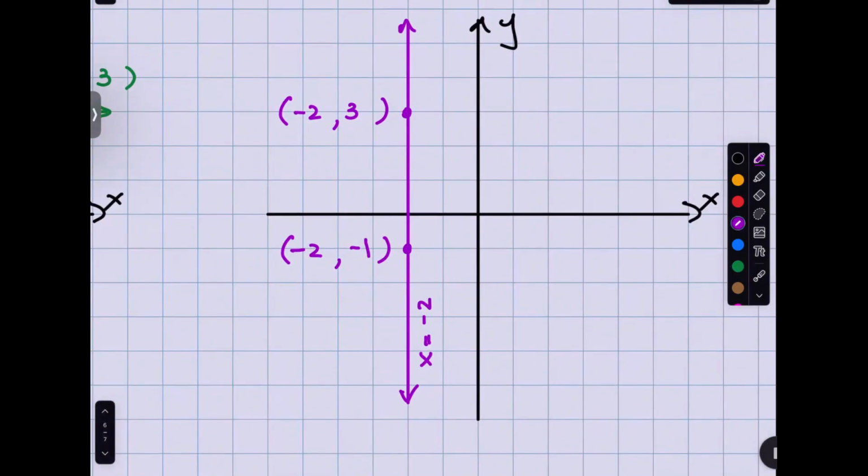Let's look at the vertical line. Let's call this A, let's call this B. Let's look at the slope. So from A to B, how much did I rise? 1, 2, 3, 4. Down 4, right? So let's say -4. Okay. How much did I run?